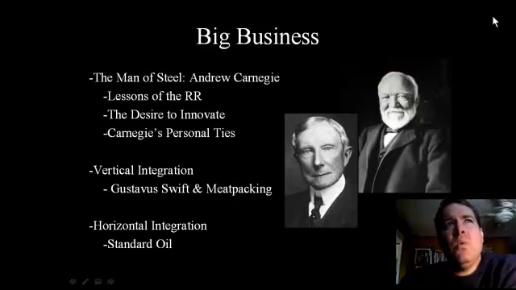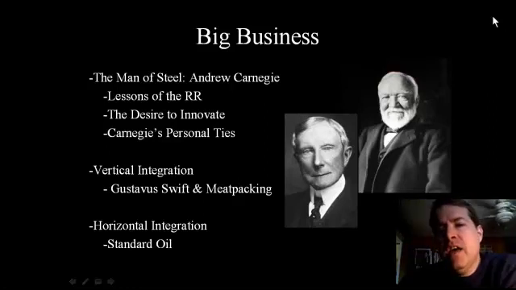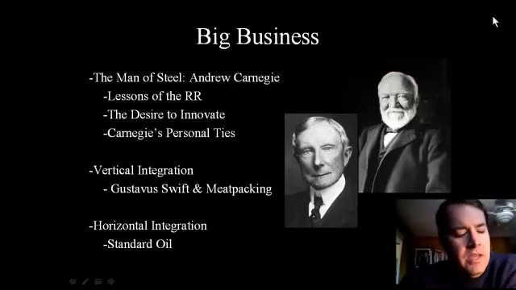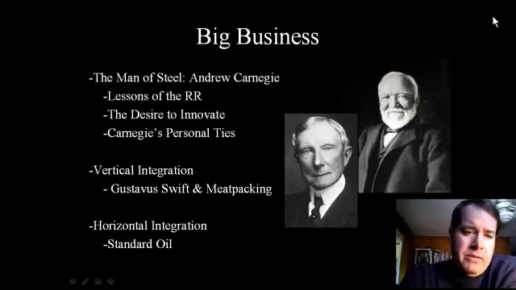So what is Carnegie's background? Well, Carnegie is an interesting character in that he came to this country from Scotland as a preteen, not a young child, but not a teenager yet, orphaned, and he starts out by working as a runner and then later a telegraph operator for the Pennsylvania Railroad Company.